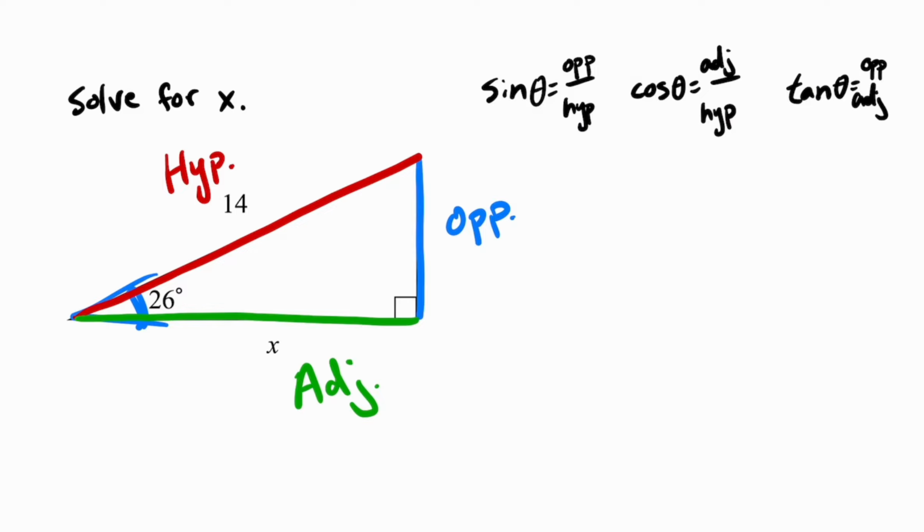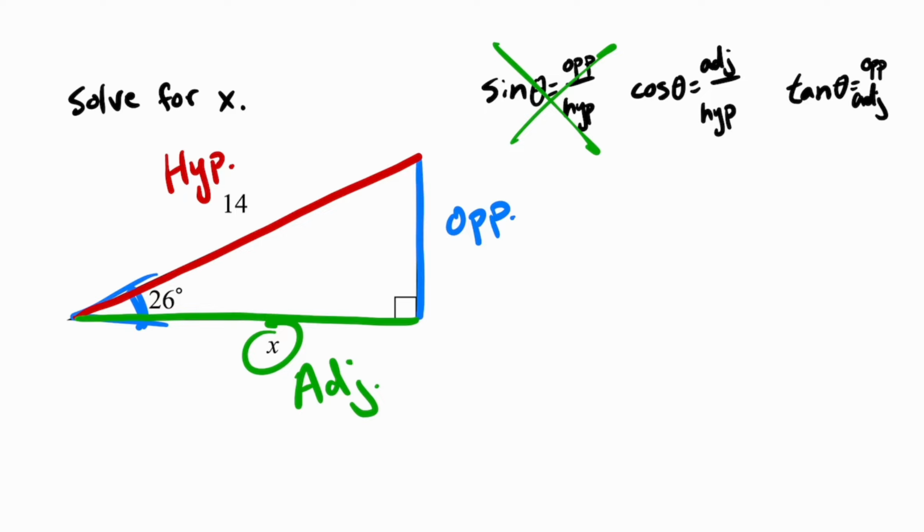In this case, our X side is the adjacent side. So whichever equation we choose has to have the adjacent side as part of it. Just looking at these 3, we see adjacent here and here, but it's not in the sine equation at all. So that's already a clue that we're not going to use the sine one because it doesn't have the adjacent side in it anywhere.